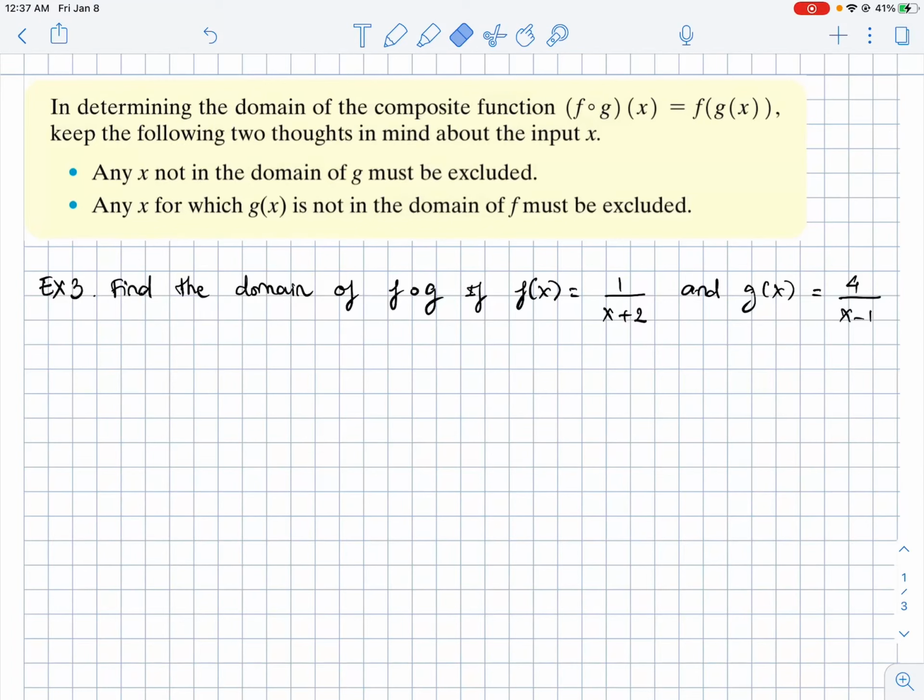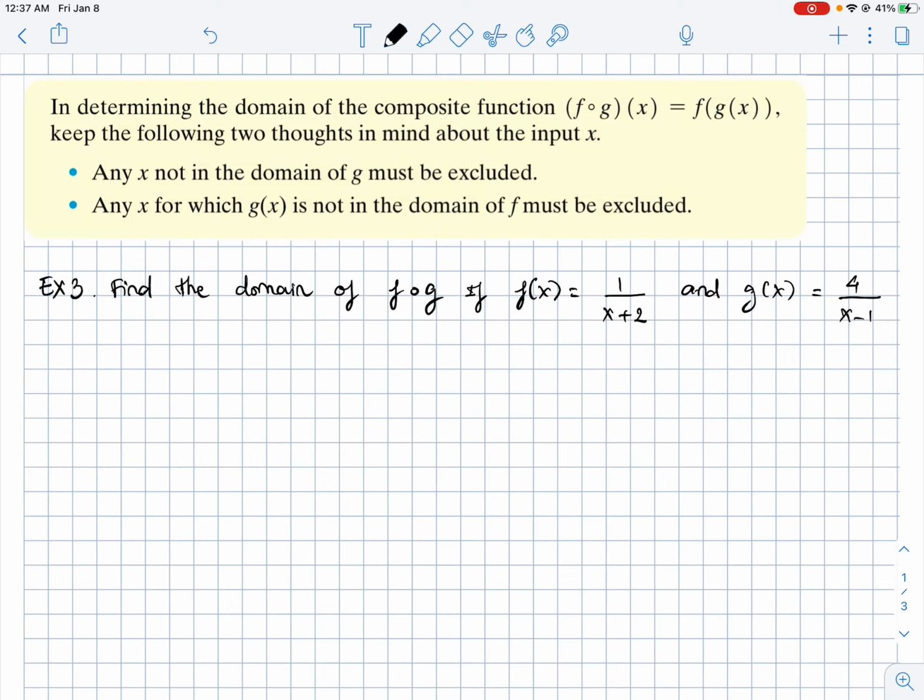In example number 3, we need to find the domain of f compose g. To determine the domain of the composite function f compose g of x, we need to keep the following two thoughts in mind about the input x. Any x not in the domain of g must be excluded. Any x for which g of x is not in the domain of f must be excluded.